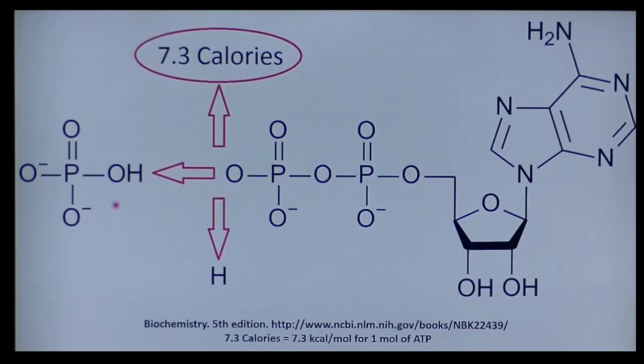So after water has been added to this molecule, this phosphate group detaches from the rest of the phosphate groups, releasing 7.3 calories of heat. If you've ever wondered what a calorie is, now you know. You can basically think of this as heat that's released from the molecule.